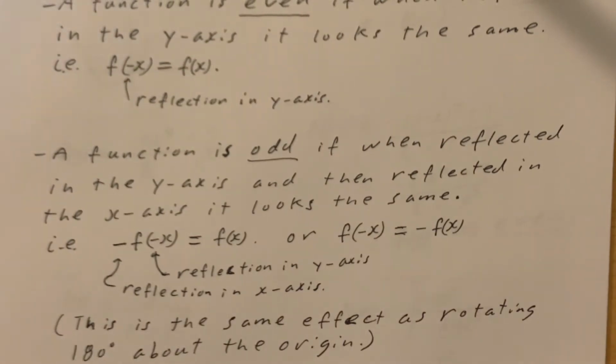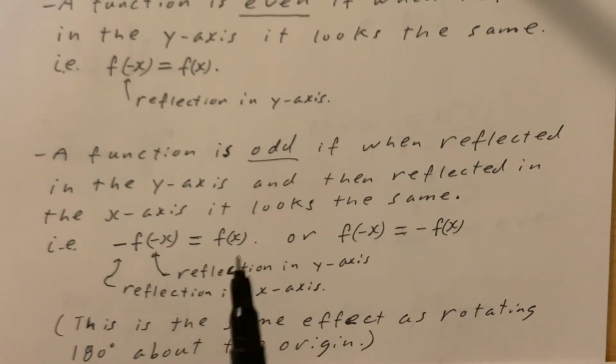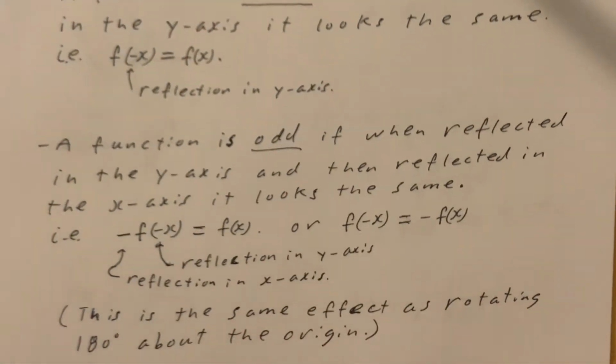For odd, it's the same effect. So if you reflect in one axis and then the other, it's the same as rotating it 180 degrees. So if you rotate something 180 degrees, it's like reflecting it at one axis and then the other. And we'll see that. Okay, so here's a couple of examples.